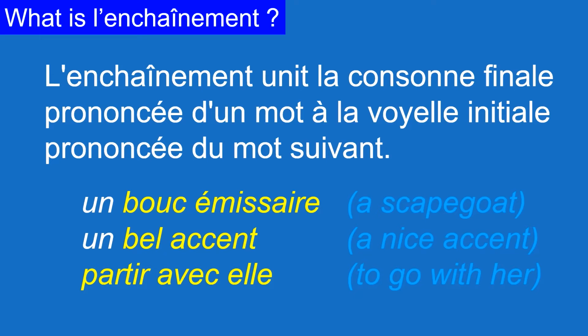Let's see a few more examples. Un bouc, a goat. Un bouc émissaire, a scapegoat. Un bel accent, a nice accent. Partir avec elle. Here we have two enchaînements. The first one between partir and avec, and the second one between avec and elle. As you might have guessed, l'enchaînement enables fluidity in the speech.